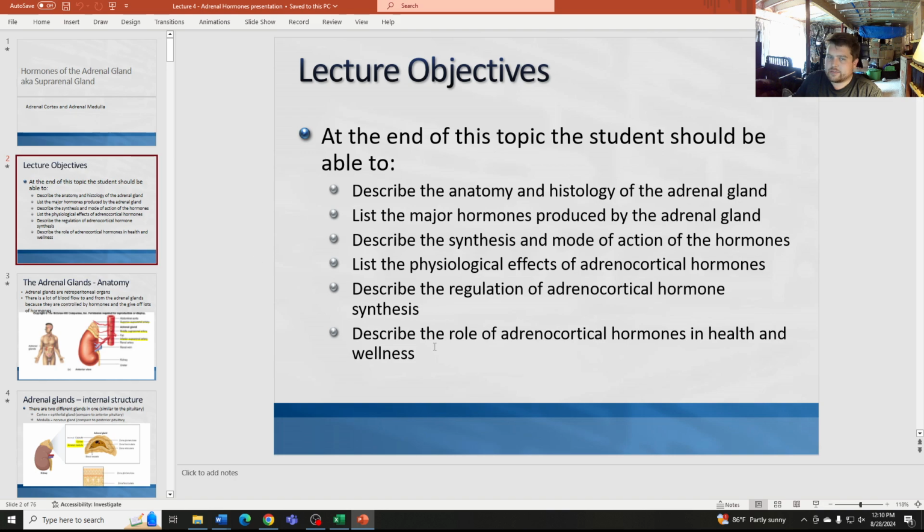So objectives, we're going to go over the anatomy and the histology of the adrenal gland, the major hormones, the synthesis as well as the mode of action of those hormones, the physiological effects of the hormones, the regulation of the synthesis and the secretion, as well as its role in health and wellness, aka the pathologies associated with when these hormones are not acting as they are supposed to.